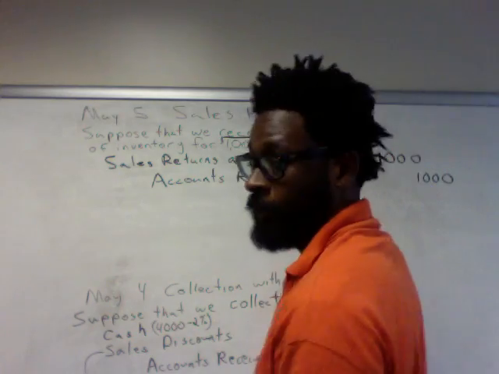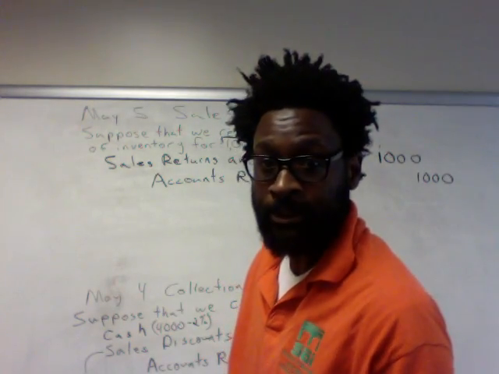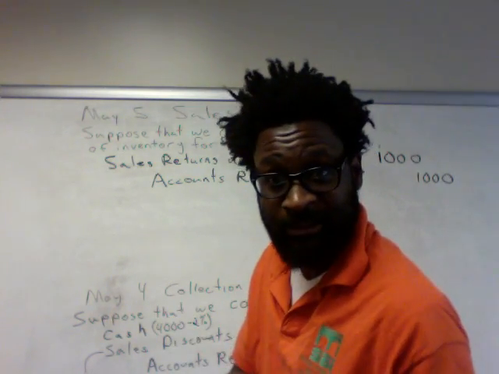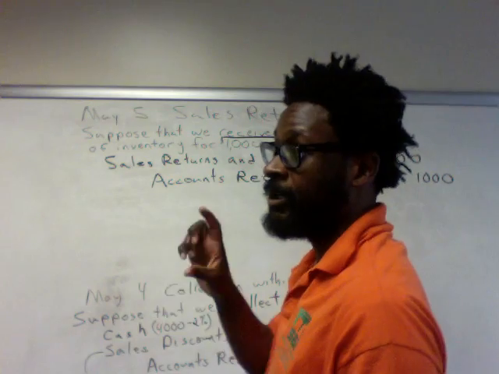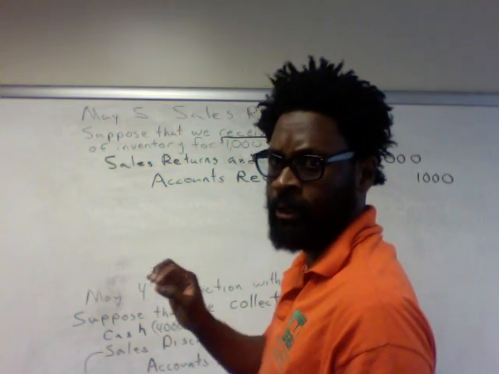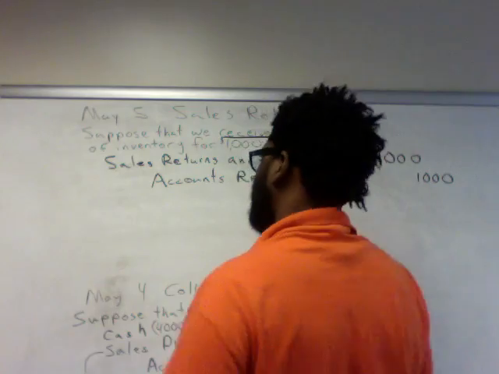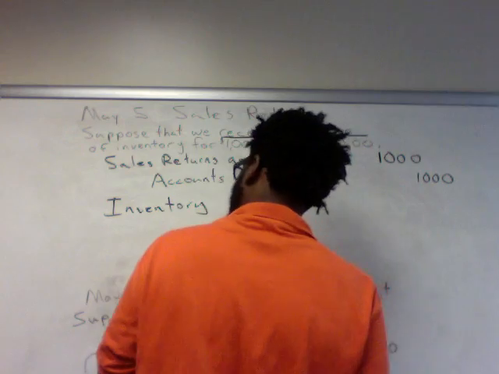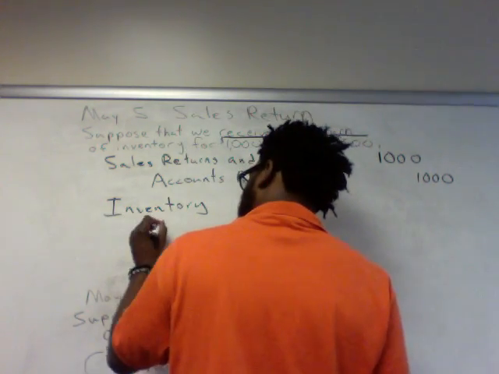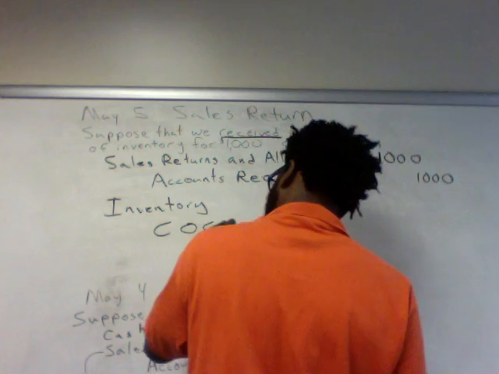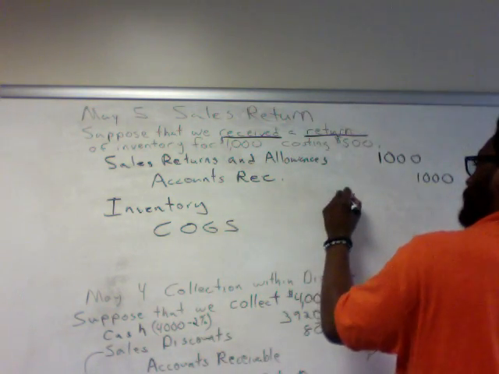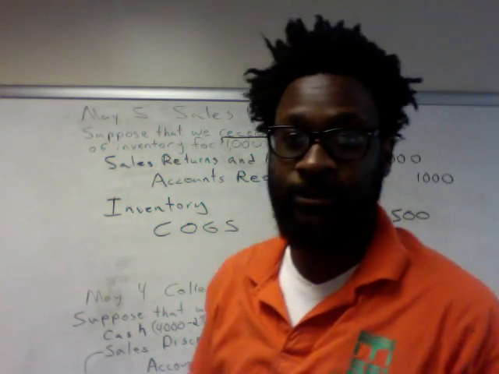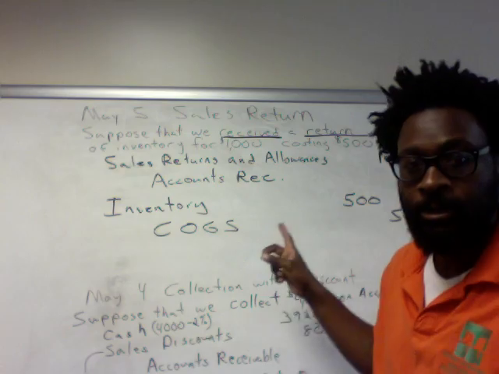Are we finished? No. We have to put inventory back on the books. So how are we going to put inventory back on the books? We're going to reverse the sales transaction. Remember, initially we debited cost of goods sold, credited inventory. Now we're going to debit what? Inventory. And credit what? Cost of goods sold. Very good. Big number, small number? Small number. How do you know? Cost of the goods sold. It cost us $500. And so that's how you would handle a sales return.